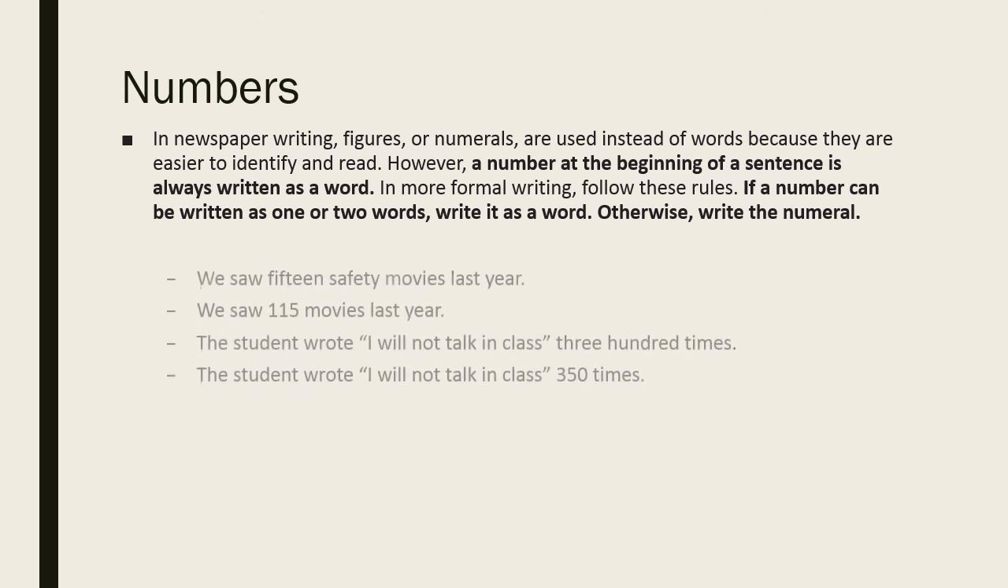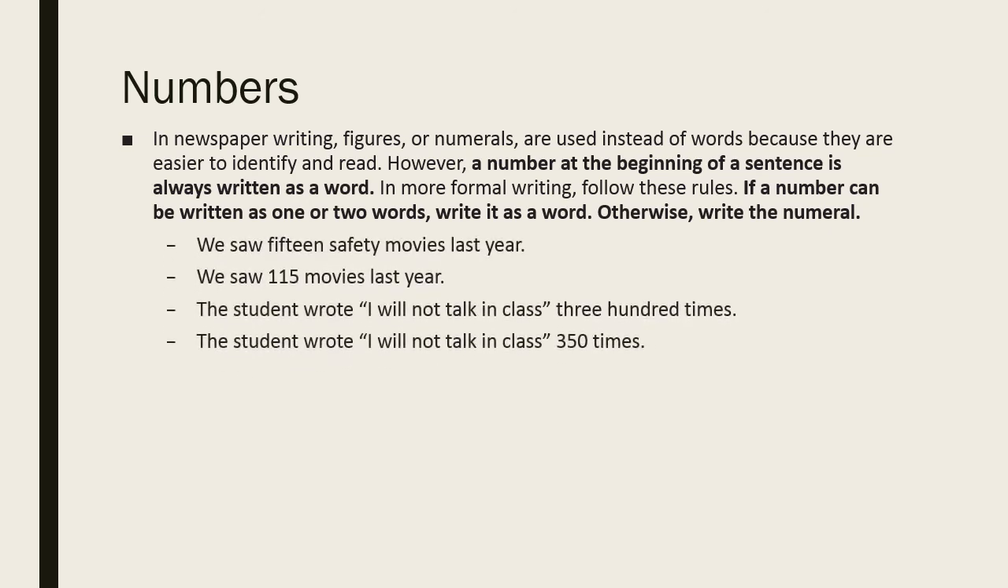So, we saw fifteen safety movies last year. Fifteen is just one word, so we are writing it as one word. The number can be written as one word. But we saw 115 movies last year. Here 115 is more than one or two words, so we generally use a numeral. The student wrote, I will not talk in class three hundred times. Now three hundred is a two word number, so we can write it. But the student wrote, I will not talk in class 350 times. Now 350 goes up to four words, so we generally use the numeral.